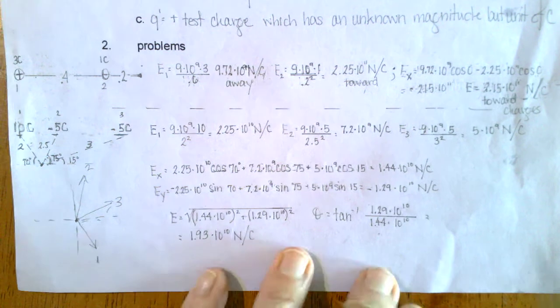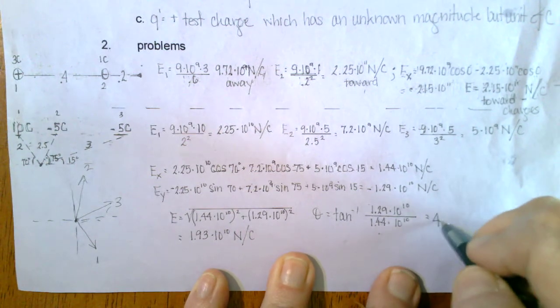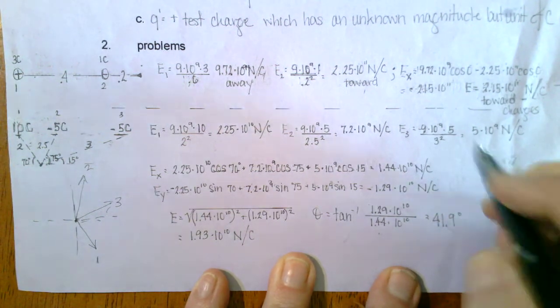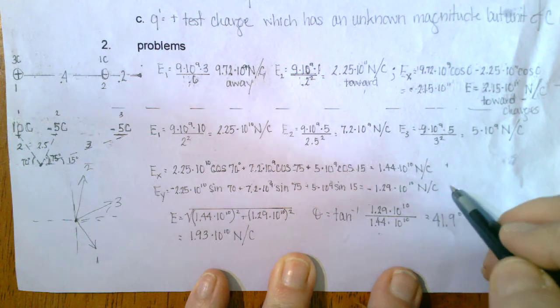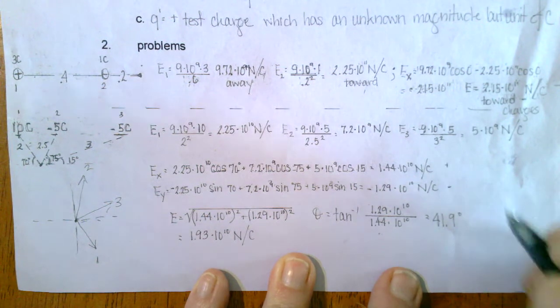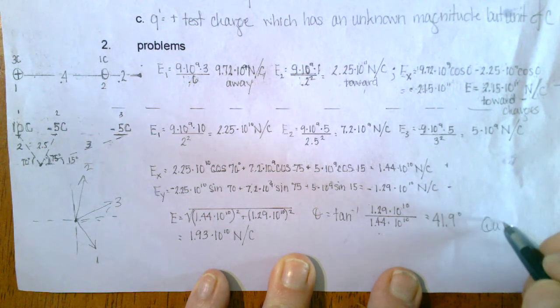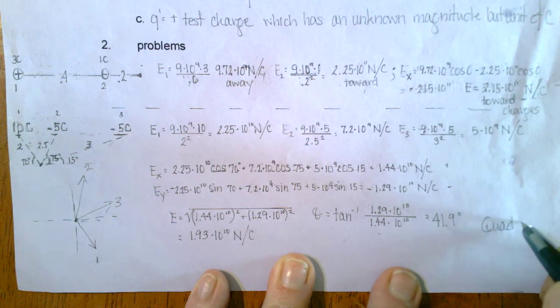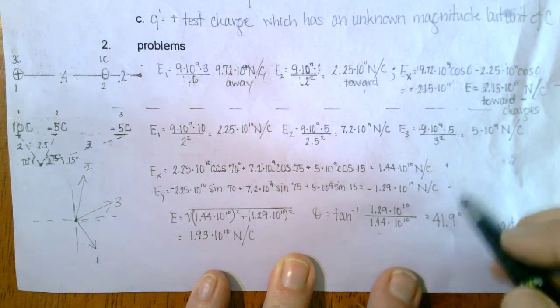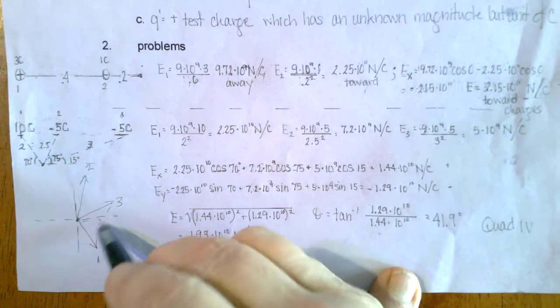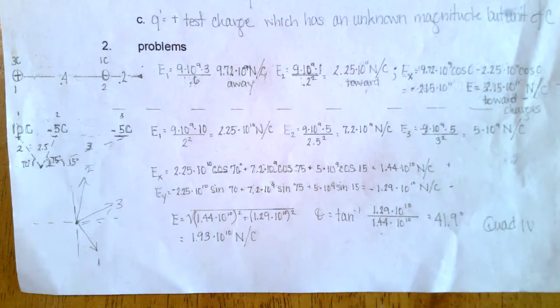I'm not promising that's right. Double check my work on that. 41.9 degrees, and because this was positive and this was negative, that has to be in quadrant 4. The positive x and the negative y. Positive x, negative y, quadrant 4. All right, so that's how you find electric fields.